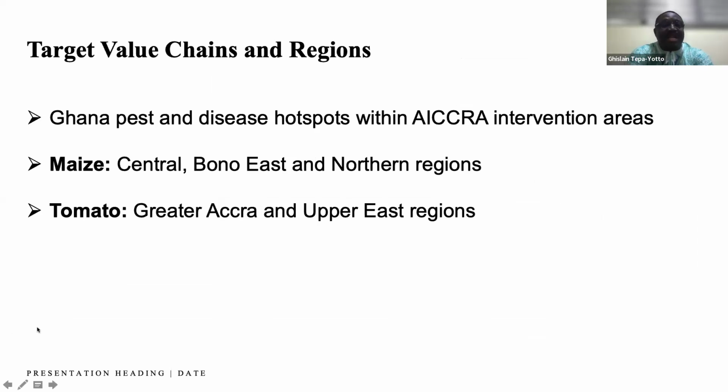So that's the last slide. We are looking at a consortium to join forces, with different private companies coming together and, based on their comparative advantages, at the end of the day providing that package of climate smart IPM in our focus regions and regarding our priority value chains. So the regions where we want this to be scaled out are Central, Bono East and Northern regions for the maize value chain. And for the tomato value chain, we have Greater Accra and Upper East region. So that's the end of Climate Smart IPM. Thank you for your attention.